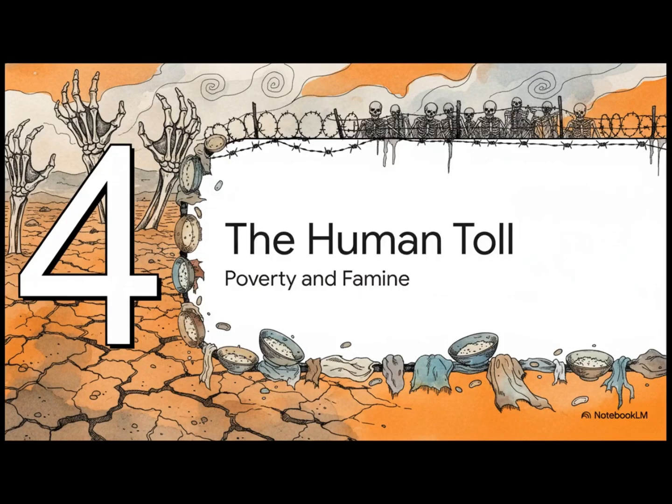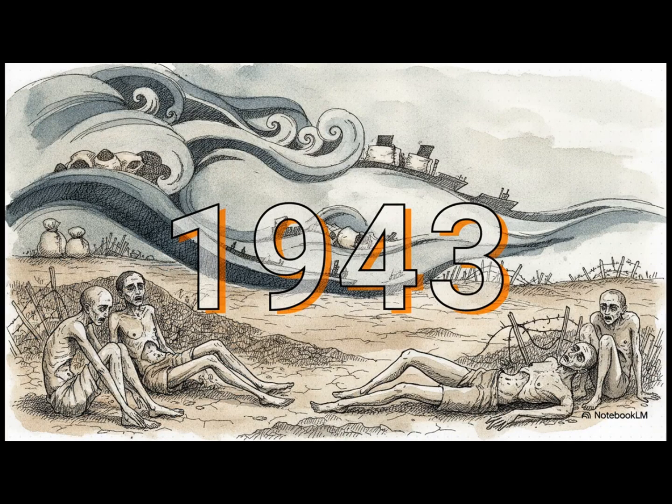Let's look at part four, the human toll, poverty and famine. So the crucial point is, we can't just talk about all these policies in sterile economic terms. We have to confront the devastating reality on the ground. 1943. This is the year of the catastrophic Bengal famine. It's an agonizing visual anchor for exactly what happens when exportism and food grain extraction are prioritized over human life.